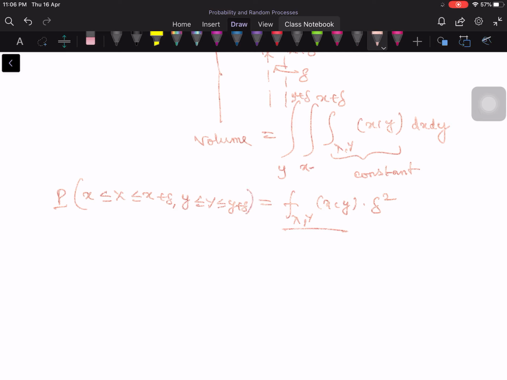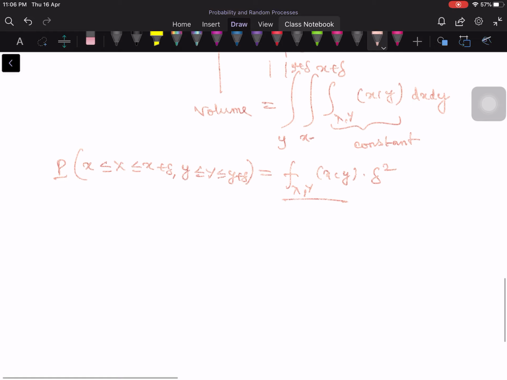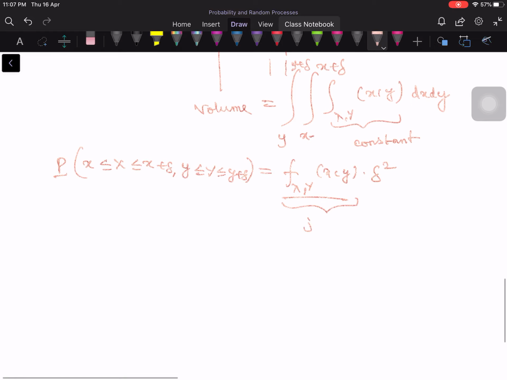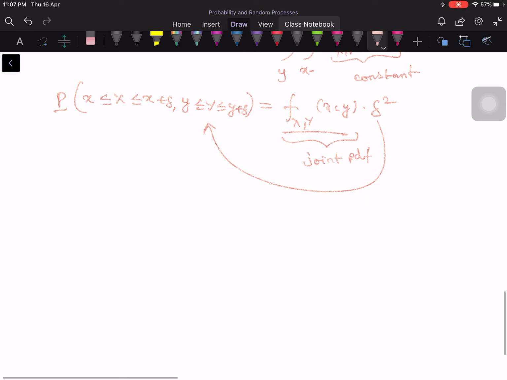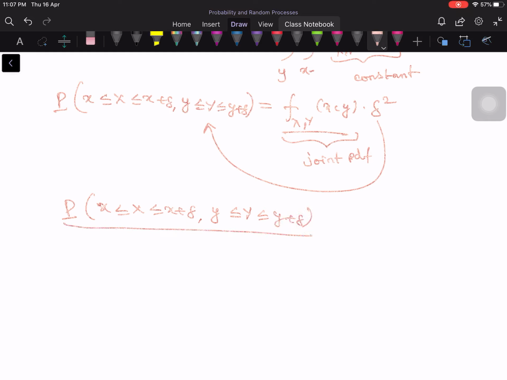Therefore it specifies for you probabilities of little squares, and it allows you to think of the joint density function as a probability per unit area. Why is it called a probability per unit area? Say this is the joint probability density function. You take this delta to the left hand side, then you will get: probability that little x is less than or equal to capital X less than or equal to x plus delta, comma y less than or equal to capital Y less than or equal to y plus delta, whole divided by delta square is equal to f_{X,Y}(x, y).